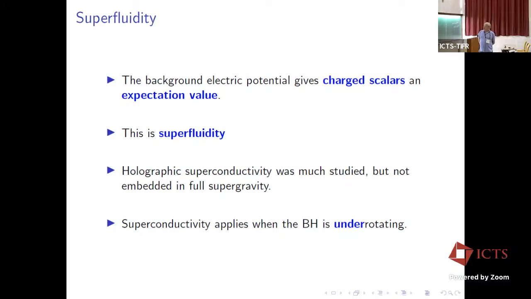Holographic superconductors were studied a lot, but I'm saying here, not embedded in full supergravity. That's taken from Sachdev's recent notes. I don't know if it's true, but that's what he says, and I think some people have done it, but well, anyway. Superconductivity is down there when the black hole is under-rotating, when it's Reissner-Nordstrom or a little bit of rotation. Right.